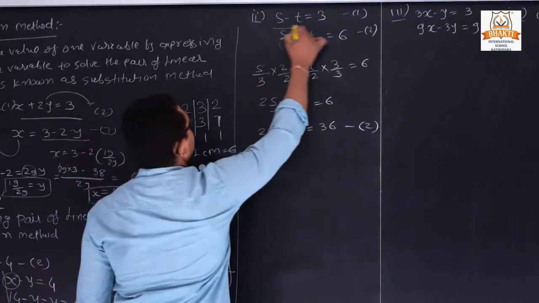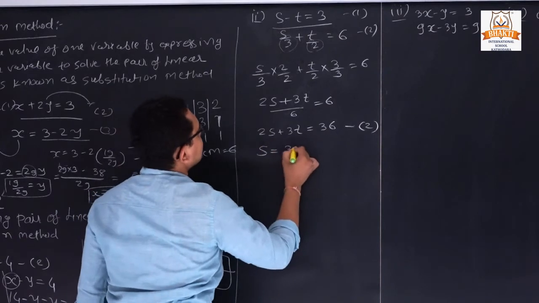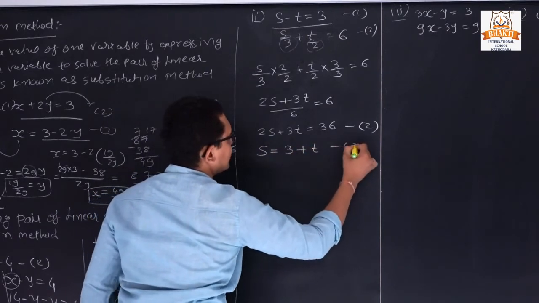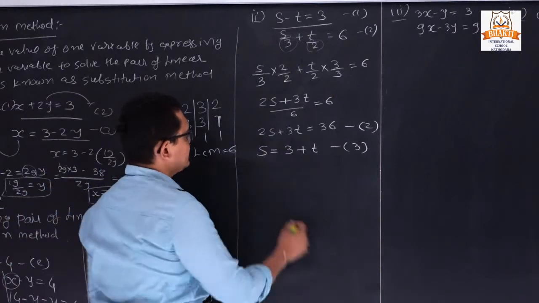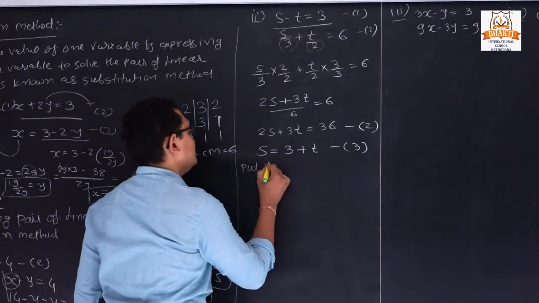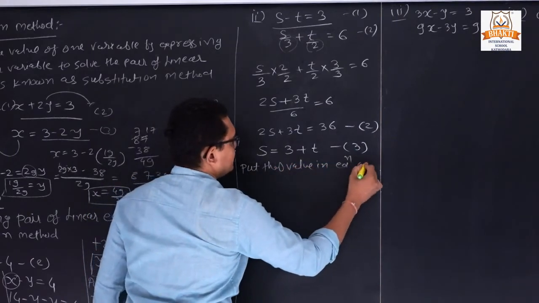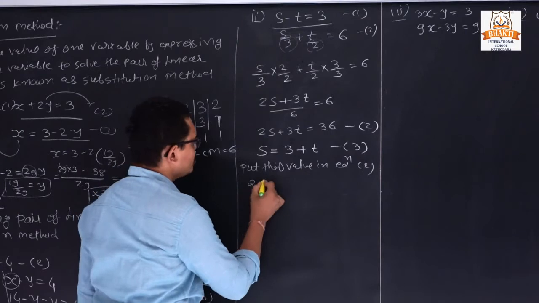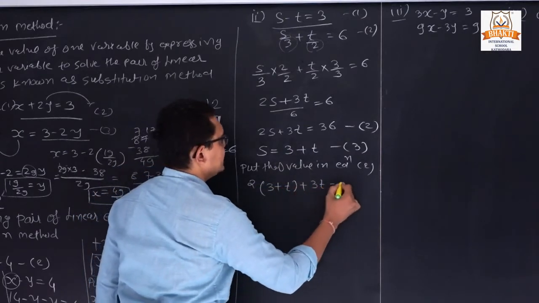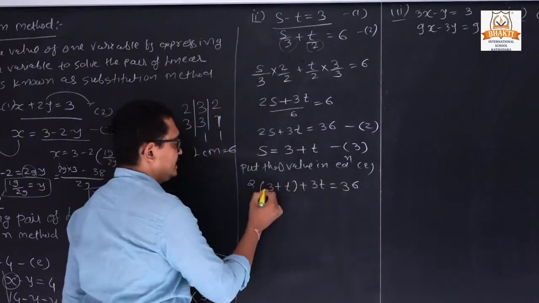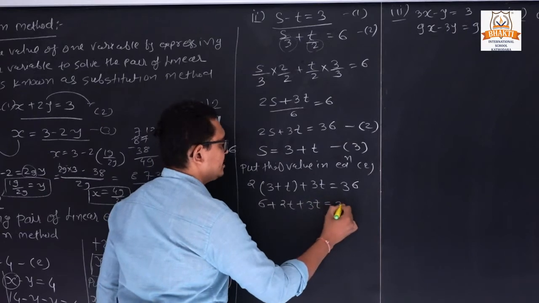Now from equation 1, this t is going to the second side, so we can write it like that, s is equal to 3 plus t, we can declare it is our equation number 3. Now put this value in equation 2. Put this value in equation number 2. So 2, what is s? 3 plus t plus 3t is equal to 36. So 3 2s are 6, 2 into t is 2t plus 3t is equal to 36.